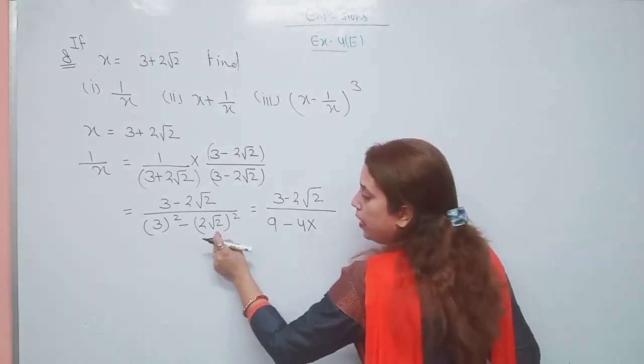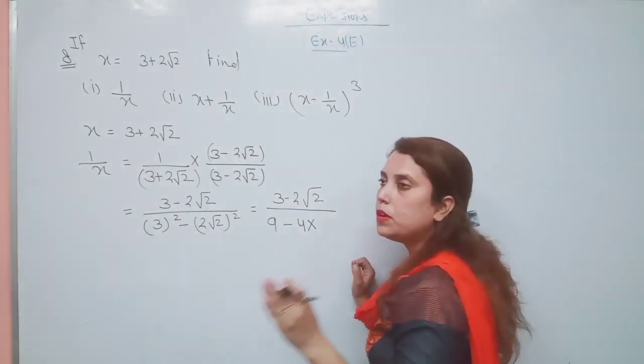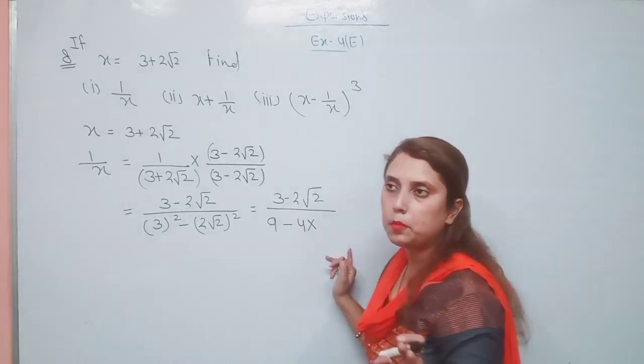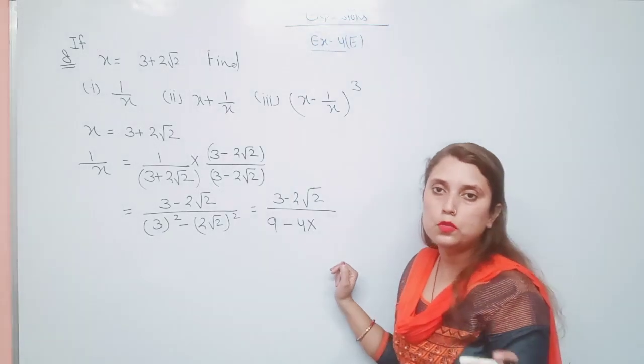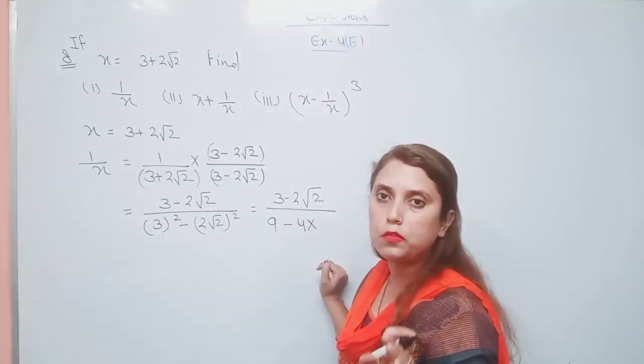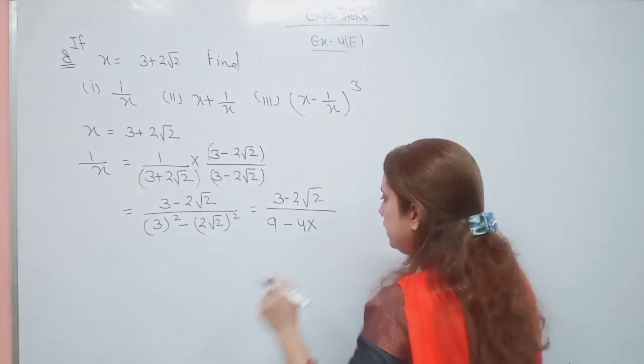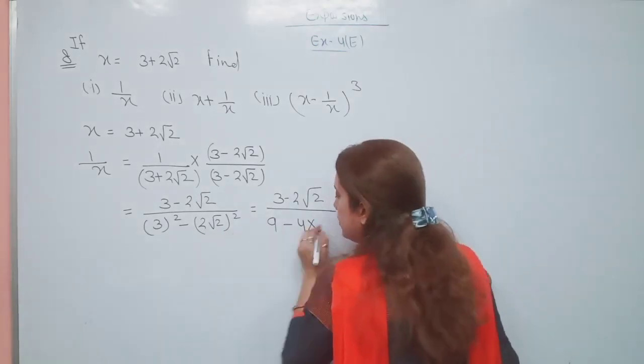So when we square under root 2, like under root 2 into under root 2, the under root will be removed. Under root 3 into under root 3 will be 3. Under root 4 into under root 4 will be 4. The under root will be removed at that time. So under root 2 square is 2.